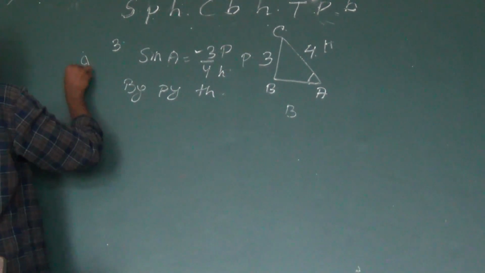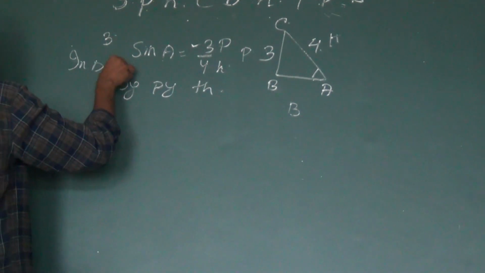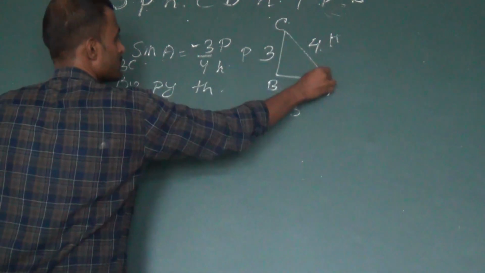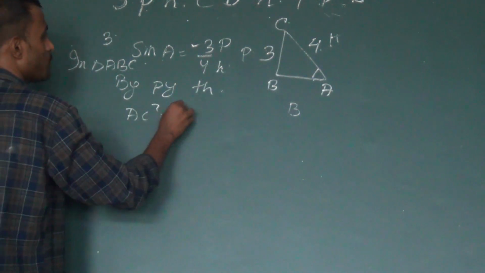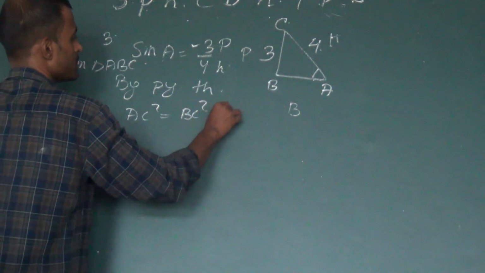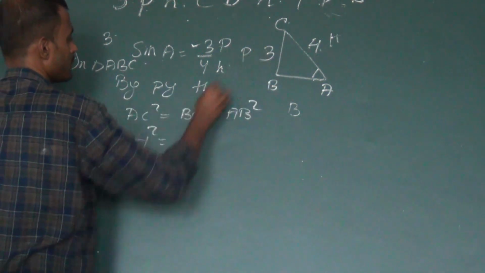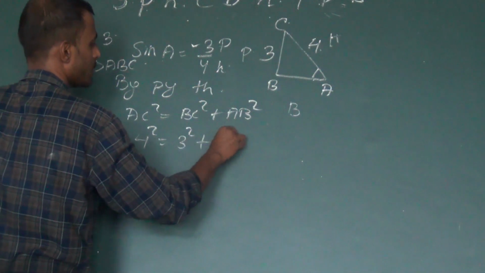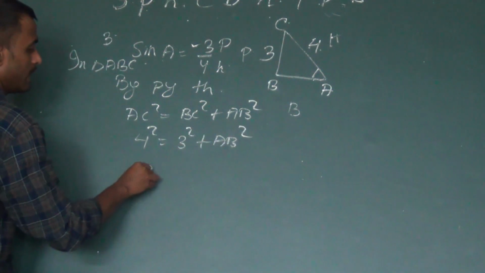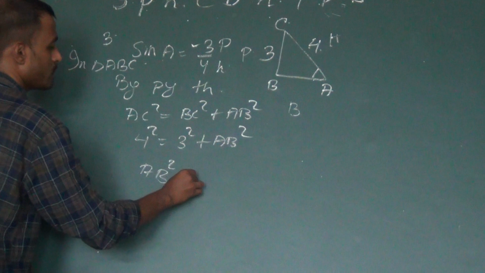Now, again, same thing, by Pythagoras theorem. Here we write in triangle ABC, okay? By Pythagoras theorem, hypotenuse square, what is the hypotenuse given here? AC square is equal to BC square plus AB square. Okay, AC is how much given? 4 square. BC is how much given? 3 square plus AB square. Now I'll take this one. First, AB square is equal to 4 square, which is 16.